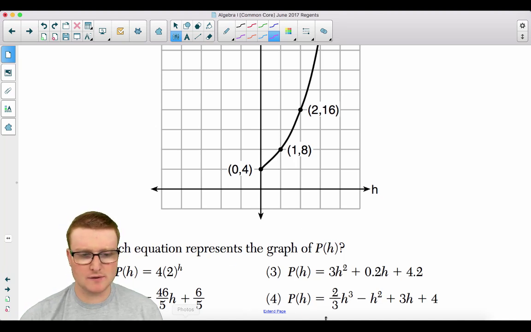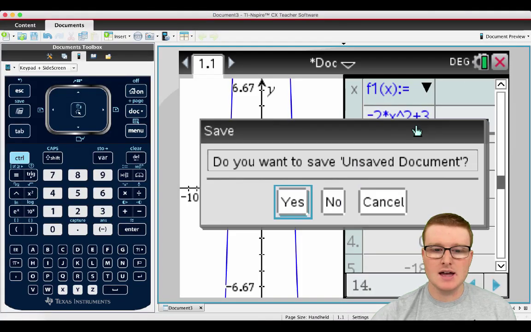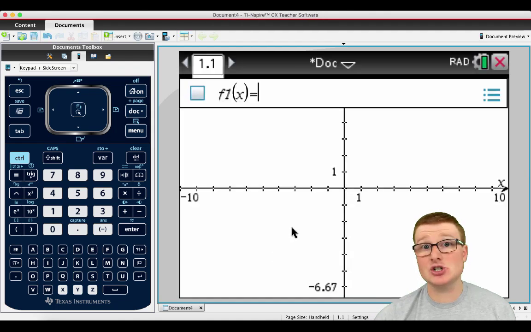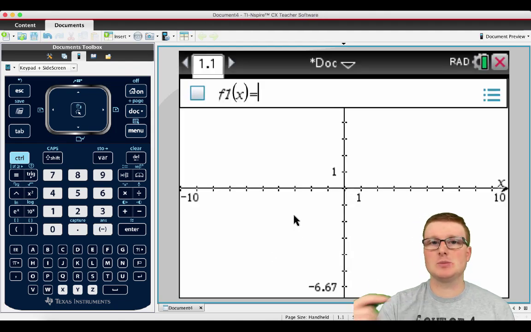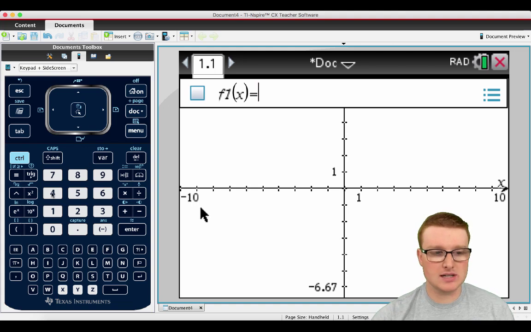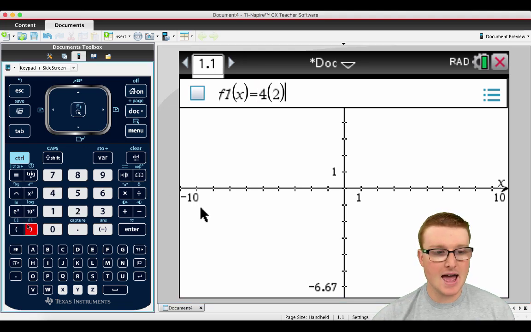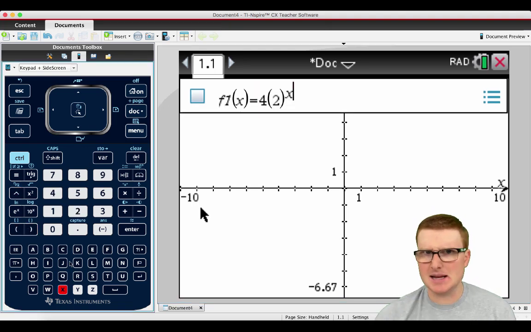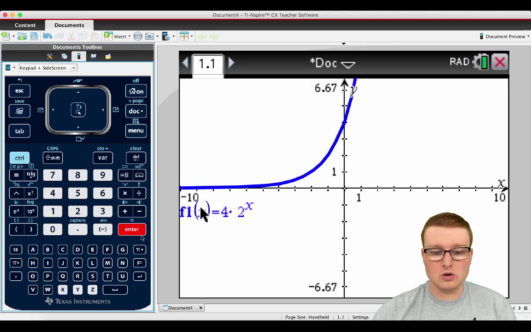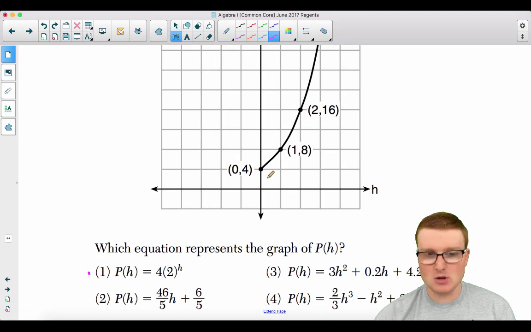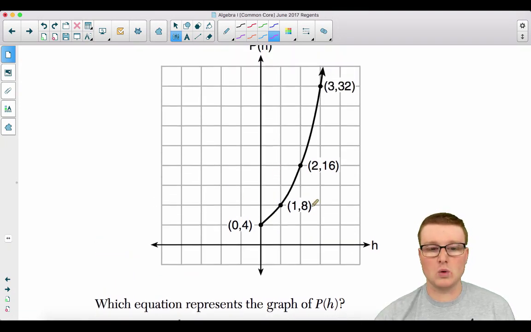So let's go ahead and plug in choice 1 first. Keep in mind that it is in terms of H, but your calculator is in terms of X, so you need to type in an X instead of an H. It's still the same thing, just a different variable. And we get that function. Look at the ordered pairs they give you: 0, 4, 1, 8, 2, 16, 3, 32.